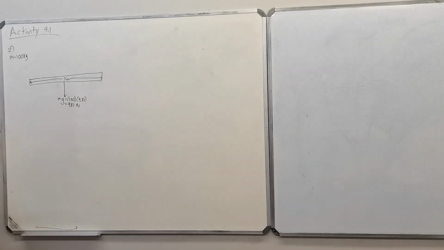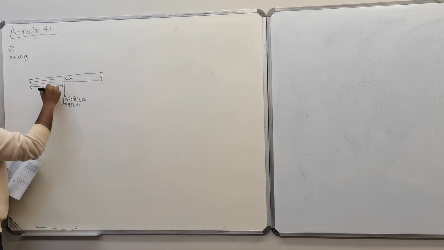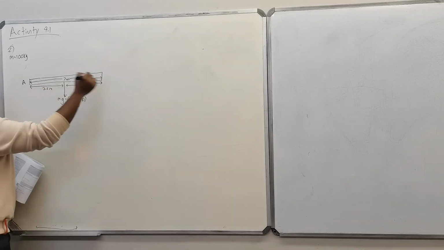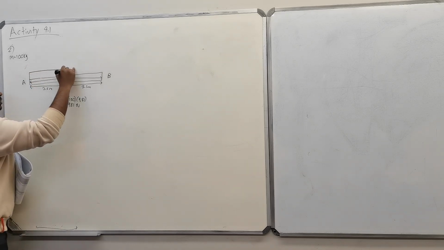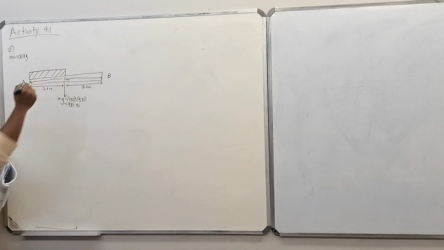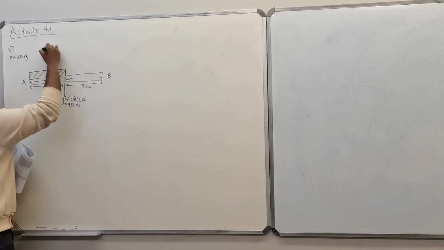Right, let's start again, right? This distance here would be what? 3.5 meters. This distance here would be 3.5 meters. This is side A, this is side B. So, a beam with a mass of 100 kgs carries a uniformly distributed load of 130 newtons per meter over its left half. Okay? So, this uniformly distributed load is somewhere here. Now remember we said with uniformly distributed loads, we convert it into a concentrated load.